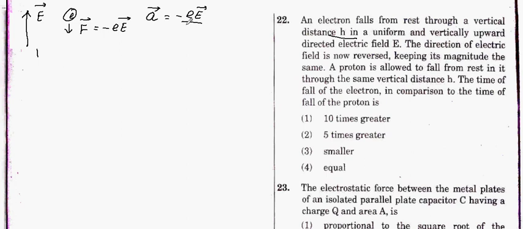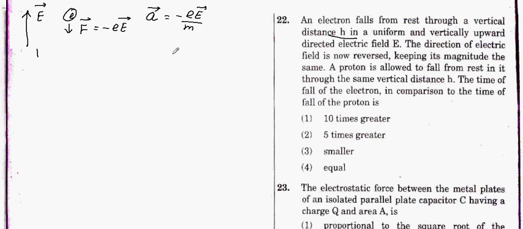What is said in the question that an electron falls from rest through a vertical distance h in a uniform and vertically upward directed electric field. That means the electric field is acting vertically upward. Now the electron is dropped downward, so the force acting on the electron will be minus eE. That means the direction of the force acting on the electron is opposite to that of the field, so it will move down with an acceleration of minus eE by m.